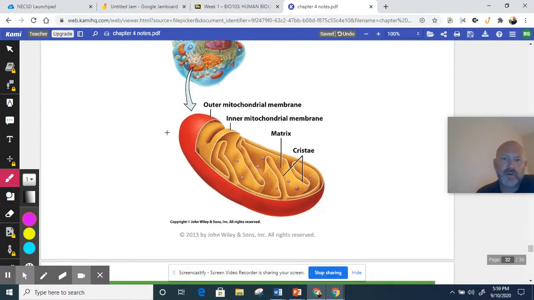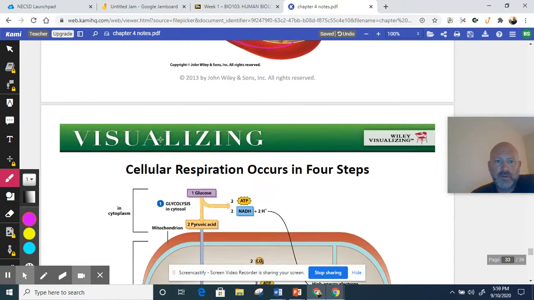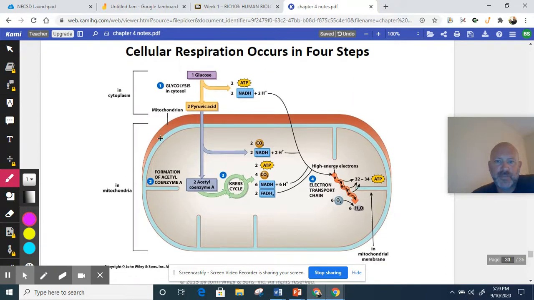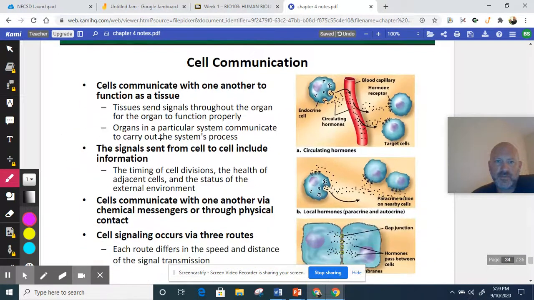This is a double membraned organelle. It has an inner membrane. You can see that here, these inner folds, and then it has an outer membrane. And this is cell respiration here, which you don't need to know all that.